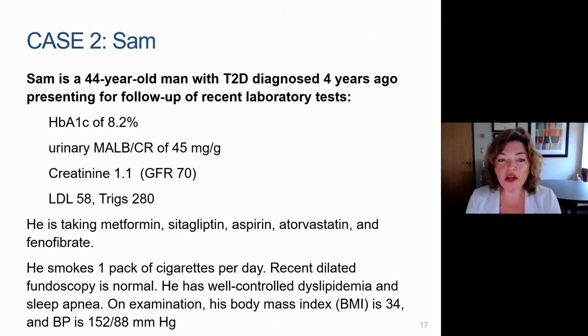So just a quick reminder, this is a 44-year-old man who does have nephropathy. He does not have retinopathy. He is a smoker. He has obesity and hypertension. And his GFR, this is because he has nephropathy. He does have a mildly reduced GFR, but he's still stage 1.